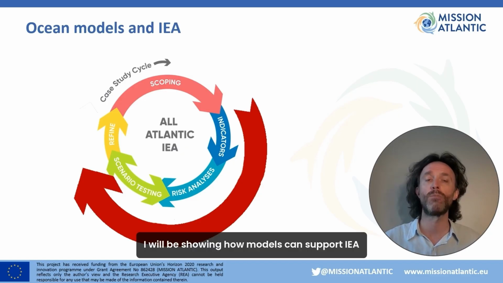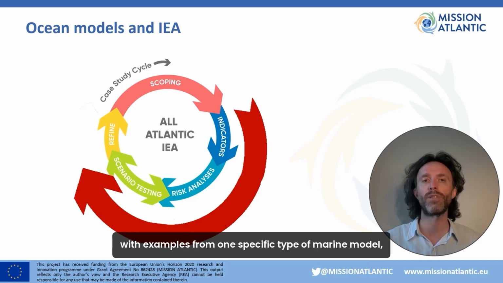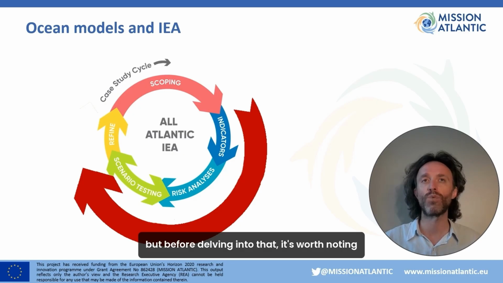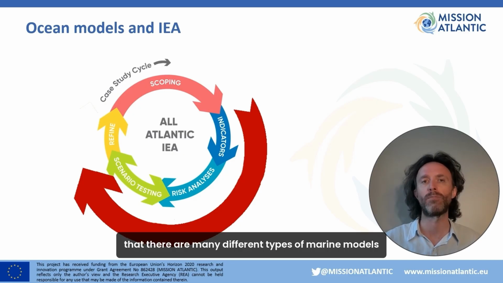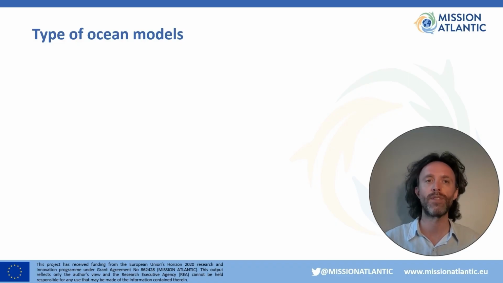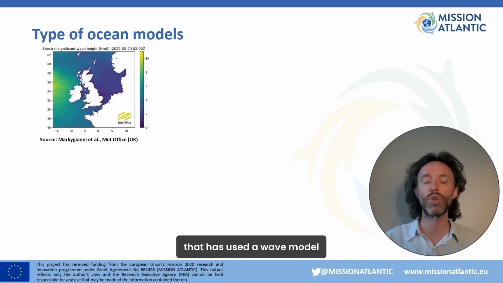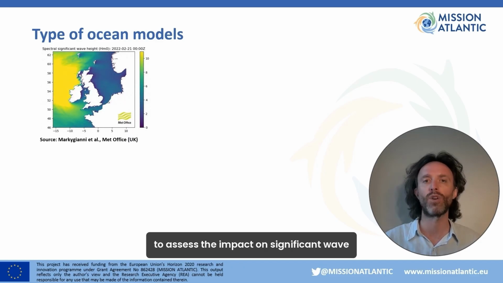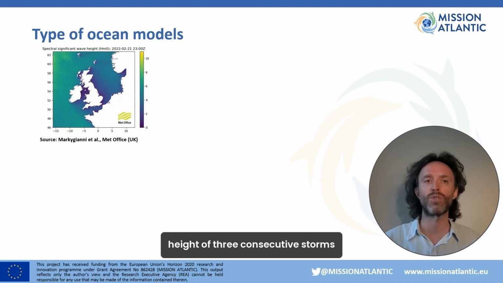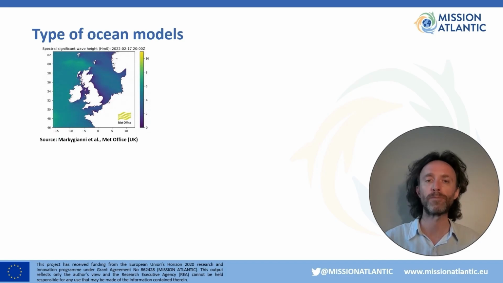I will be showing how models can support IEA with an example from one specific type of marine model. But before delving into that, it's worth noting that there are many different types of marine models and they can all be very helpful in IEA. A few examples. Some marine models focus on one particular aspect or just a single species. For instance, here you can see an example from the UK Met Office that has used a wave model to assess the impact on significant wave height of 3 consecutive storms that hit the British Isles in February 2022.